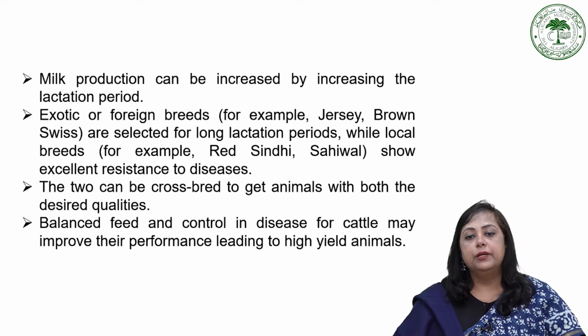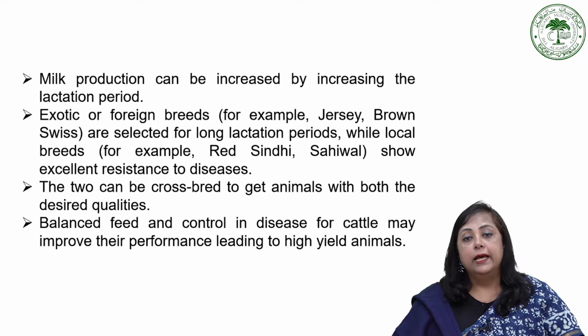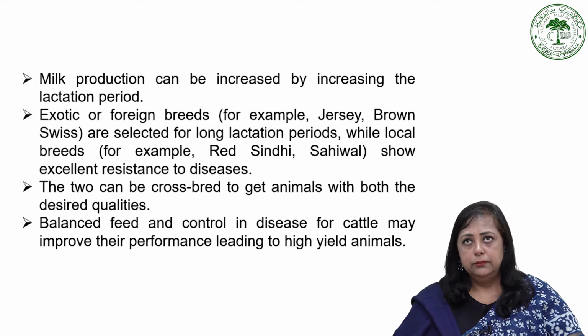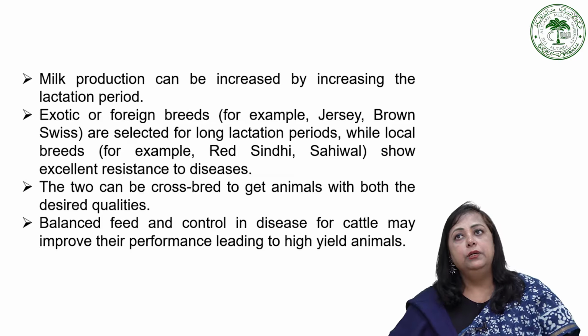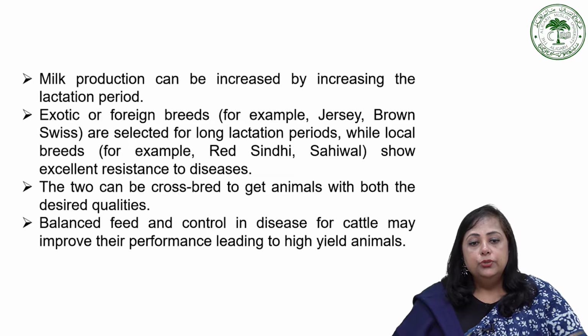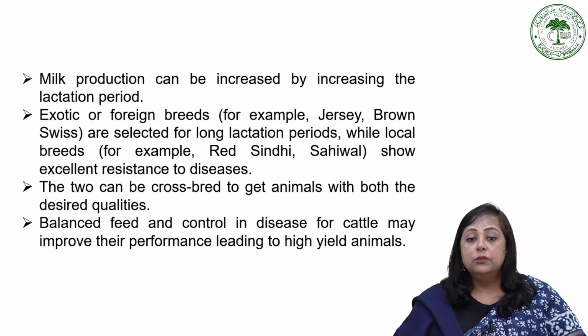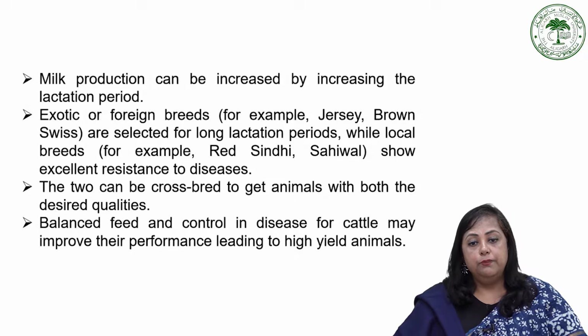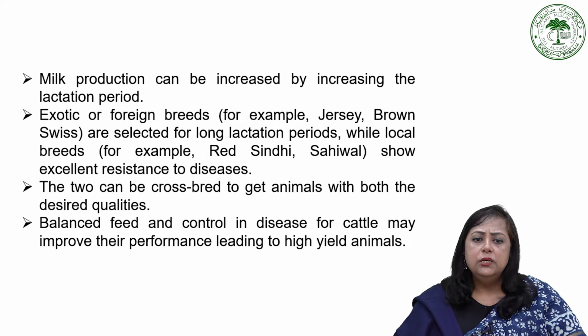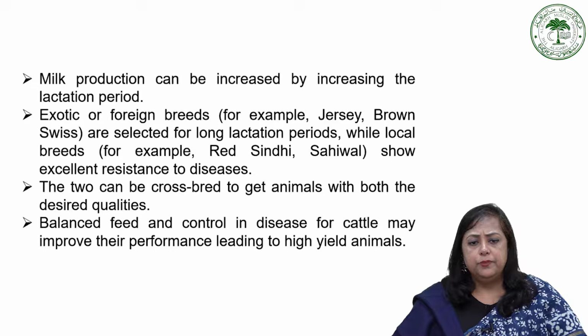Milk production can be increased by increasing the lactation period. That's how the milk production can be increased. So exotic or foreign breeds, for example, Jersey and Brown Swiss, are selected for long lactation period, while local breeds, for example, Red Sindhi and Sahiwal, show extreme resistance to disease.